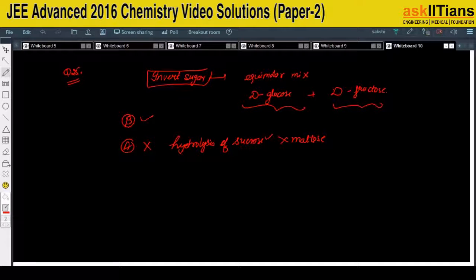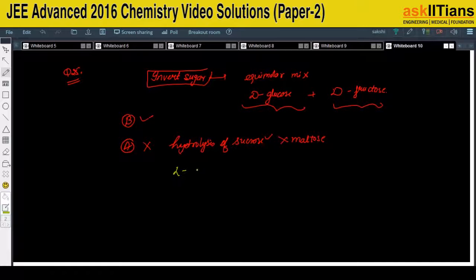Option C says that specific rotation of invert sugar is minus 20. Let me help you solve this. How can I find out the specific rotation of the mixture? We know that invert sugar is an equimolar mixture of D glucose and D fructose. The theory values that you have been given are the specific rotation of plus sucrose, plus maltose, L minus glucose and L plus fructose. So you can say specific rotation of the mixture is half of the sum of specific rotations of both the components.